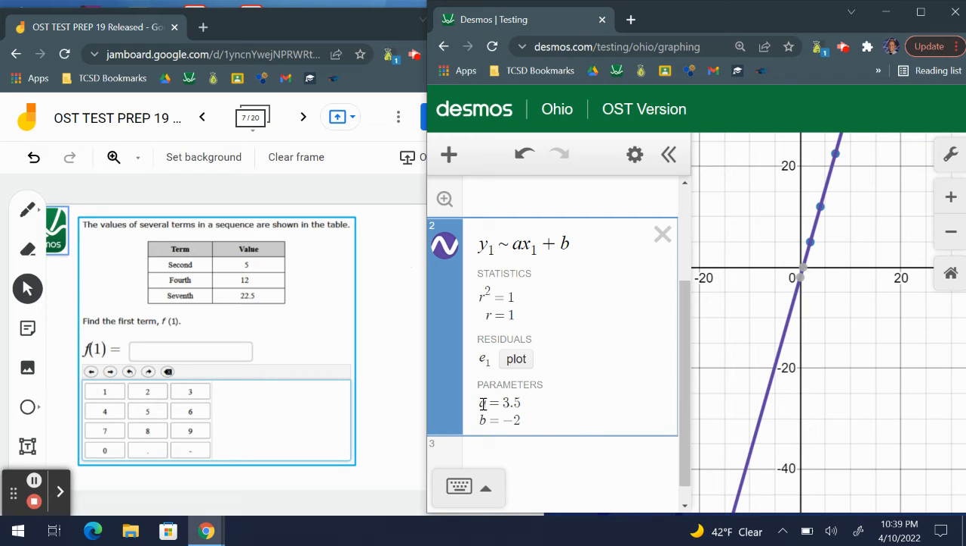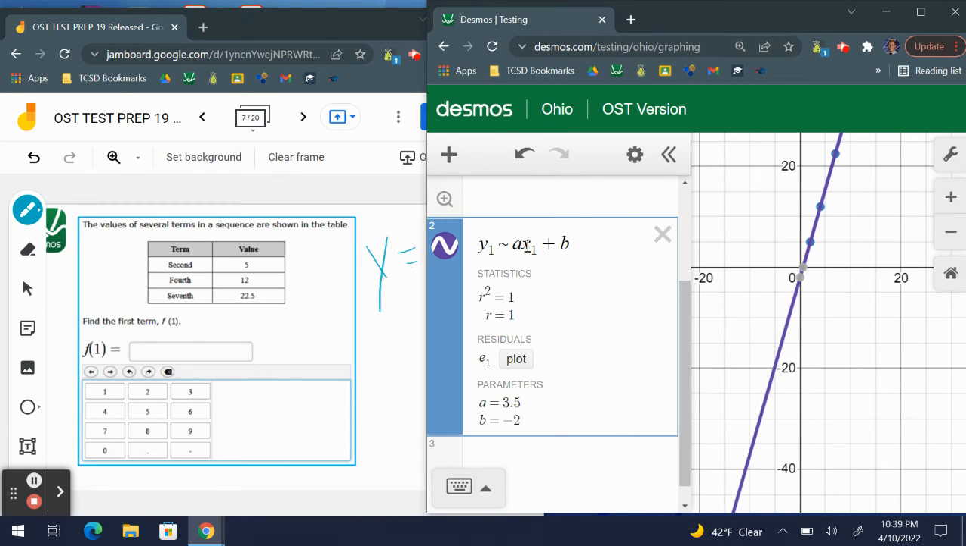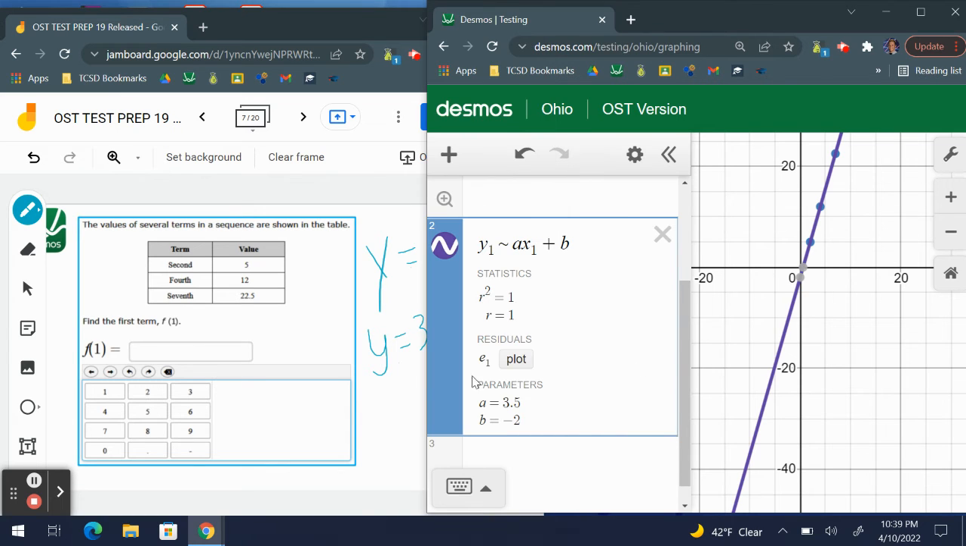And then we have A equals 3.5. And then our B is -2. So in other words, what we're going to have here is Y equals MX plus B, right? And instead of an M, we just use the first term as A, but they told us what A is. It's 3.5. So we get Y equals 3.5 times X, and then our B value is -2.